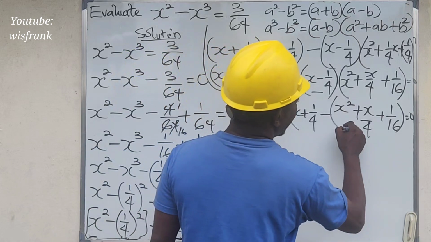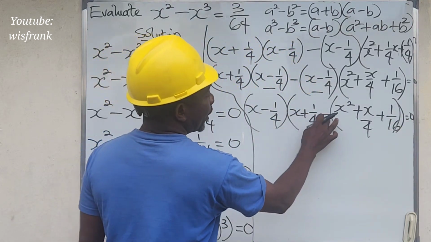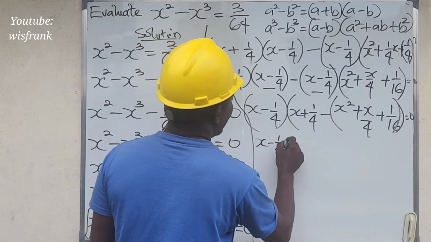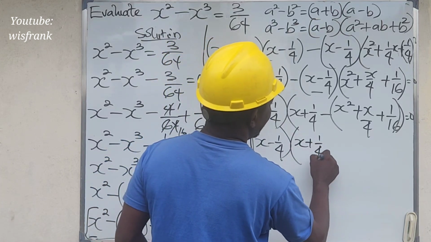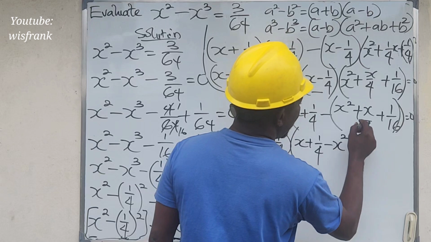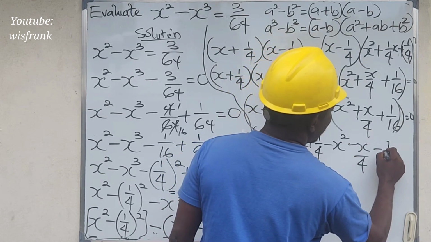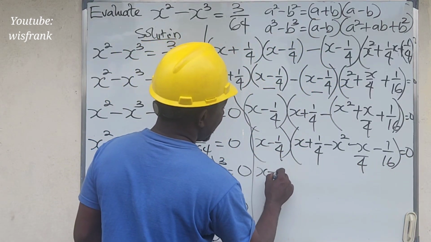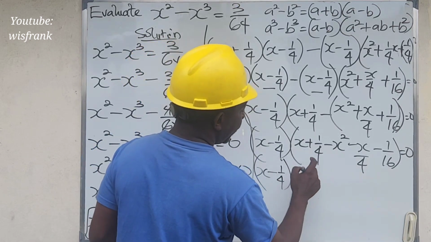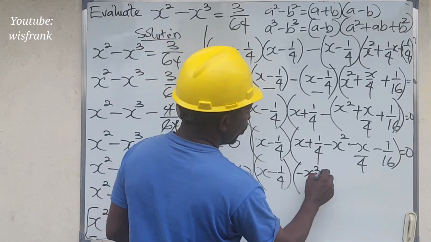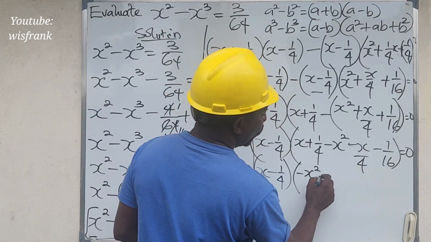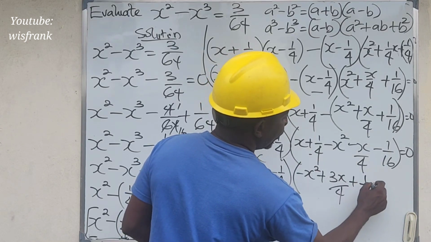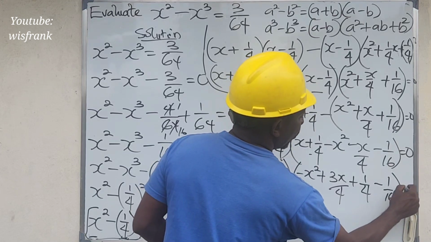The next step is, we have two parentheses here, so we can expand this by multiplying all through by the negative sign. So this will become x minus 1 all over 4 into, we have here x plus 1 all over 4. Minus times there will become minus x to the power of 2 minus x all over 4 minus 1 all over 16, all equals 0. Further simplification gives us x minus 1 all over 4. Then we take this to the front, we have minus x to the power of 2. Then x minus x all over 4 will give us plus 3x all over 4. Then we bring down this plus 1 all over 4 minus 1 all over 16, all equals 0.